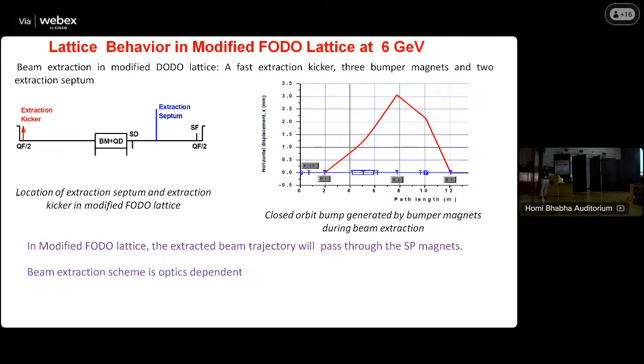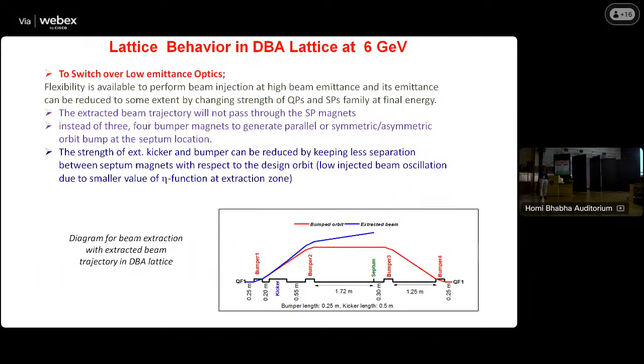From the section you can see that we have 3 bumper magnets and we have the very basic step of the beam injection, and the extended beam is passed over the sustainable magnet. So this is very sensitive. But in the case of the deviation, we have a long section and we can put 4 bumper magnets. We can generate the cross beam, and the extended beam is not possible with any sustainable magnet.